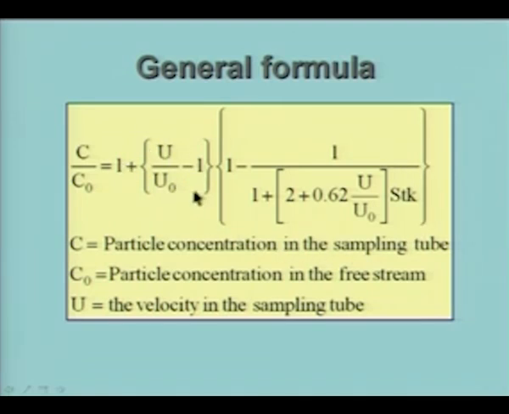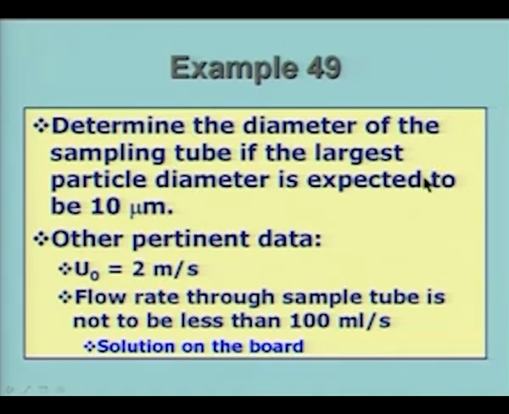This will be a negative quantity if u is less than u naught. Of course, u could be greater than u naught if you have an acceleration of the gas stream when you collect it, and then you have another correction factor which involves u by u naught as well as the Stokes parameter. So, the general formula is this. Based on this only, we have given the requirement that Stokes parameter should be less than 0.01 for isokinetic sampling. So, let us take an example just to see what the numbers are.